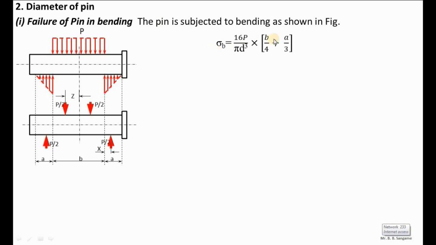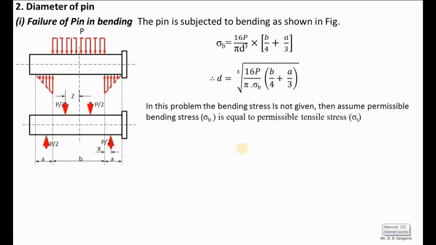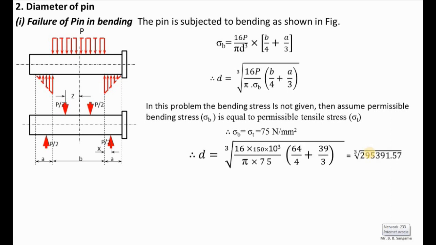I am going to convert this equation in terms of d to calculate the diameter of the pin. So let us rewrite this equation. d is equal to cube root of 16P divided by pi into sigma b multiplied by b by 4 plus a by 3. Let us put the value of b, the value of a, the value of P and the value of sigma b in this equation, so that we can calculate the diameter of the pin in bending. In this problem bending stress is not given, so we need to assume that the permissible bending stress sigma b is equal to the permissible tensile stress sigma t, and the value of the permissible tensile stress is 75 Newton per mm square.